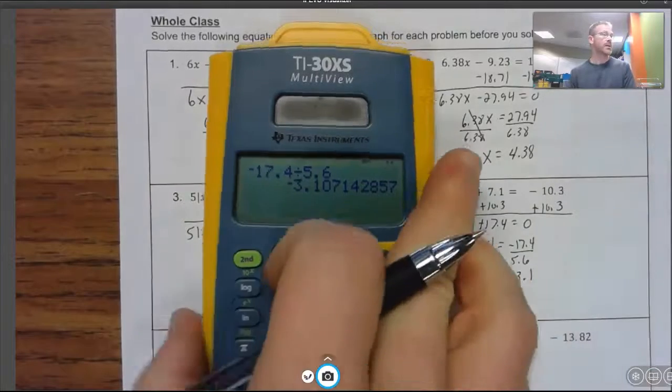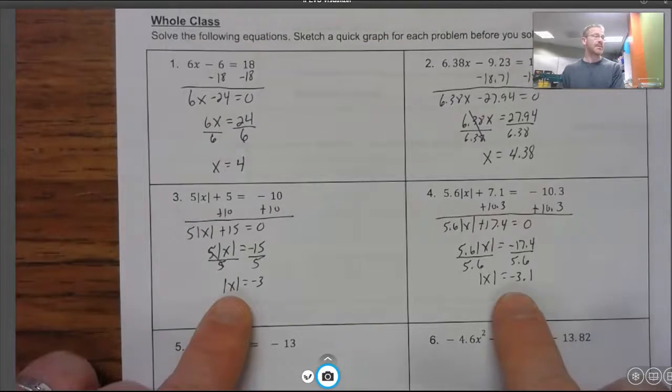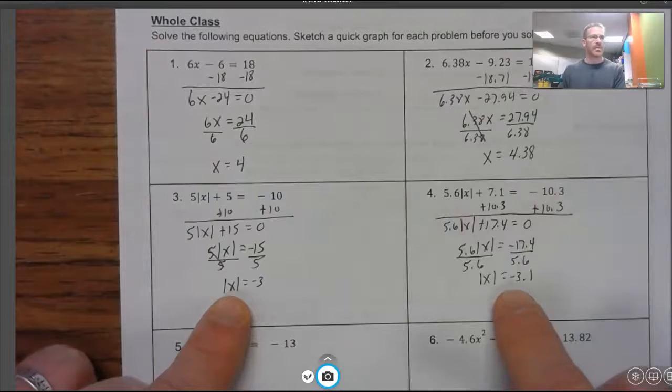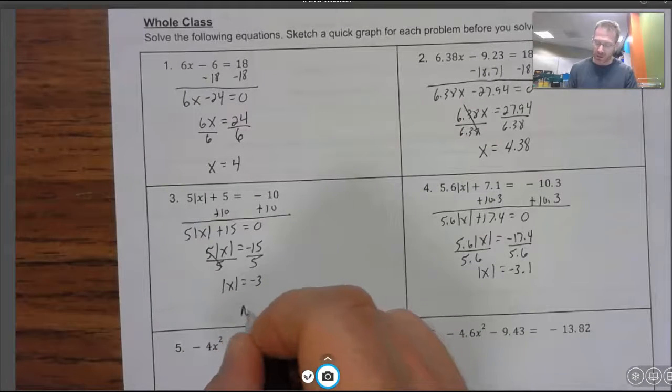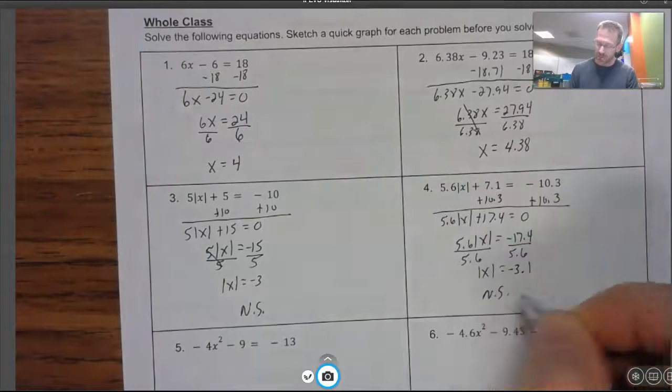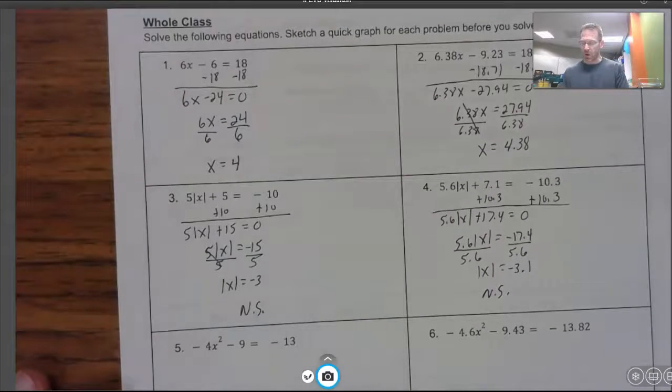So negative 3.1. Now, notice in both of these problems, I have my absolute value equal to a negative number. When the absolute value is equal to a negative number, we know that means no solution for both of those. All right, moving on.